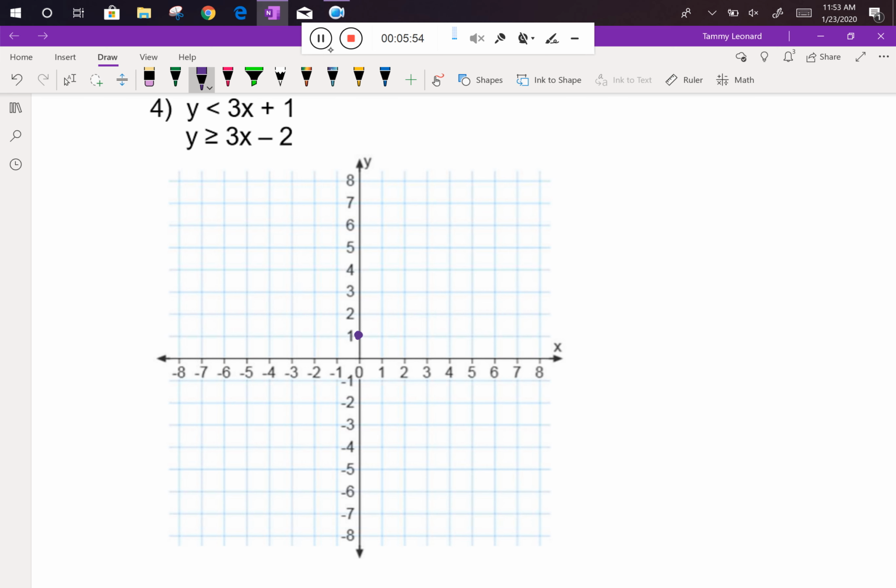So I'm going to the y-intercept of 1 and then up 3 over 1. It's a dashed line. And then I'm going to negative 2 and also going up 3 over 1. This one's a solid line.